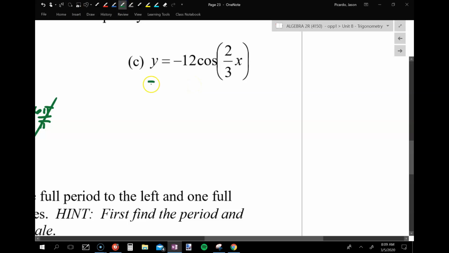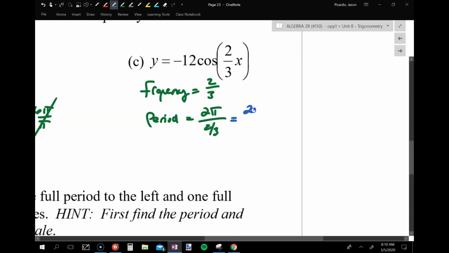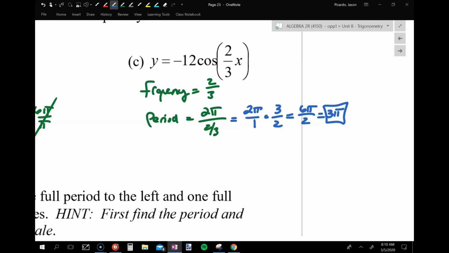So the frequency is 2/3. The period is 2 pi divided by 2/3. So I have a fraction within a fraction, which means I'm going to do a keep change flip. Which gives me 6 pi over 2, which is now 3 pi. So now there's pi's back into the game, which means if I wanted to look at this on the calculator, I'd have to go from 0 to 3 pi, wouldn't I? We can use that very literally to help us.